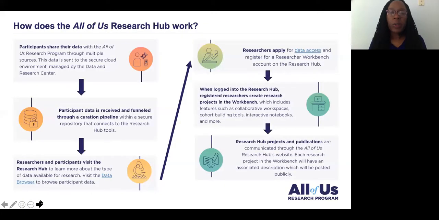So how does the All of Us Research Hub work? Well, participants share their data. This data is received and funneled through a curation pipeline within a secure repository. The researchers and participants visit the Research Hub, which is where the Workbench hosts all this data. And then researchers can apply for data access and register for a Research Workbench account.